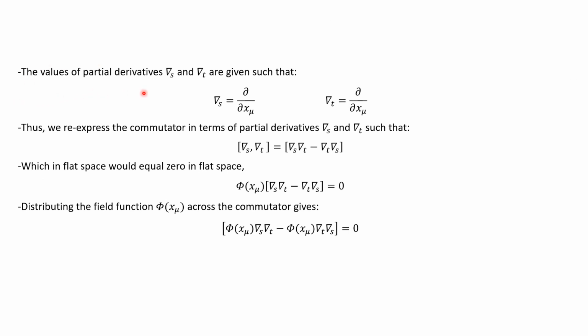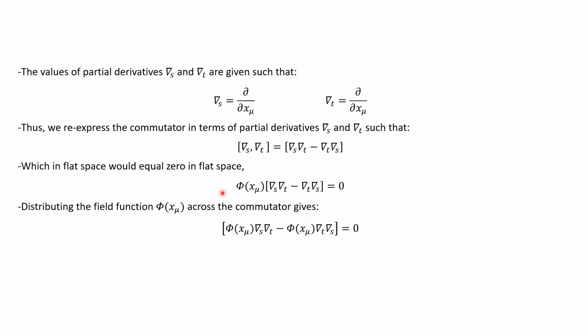The values of the partial derivatives, partial s and partial t, are given such that we see these two derivatives, s and t. Thus, we re-express the commutator in terms of the partial derivatives as we see here. This is a notation for a commutator, and instead of in terms of the delta, the changes in positions, we have it in terms of the partial derivatives, partial s and partial t, which is flat space, which in flat space will equal 0.